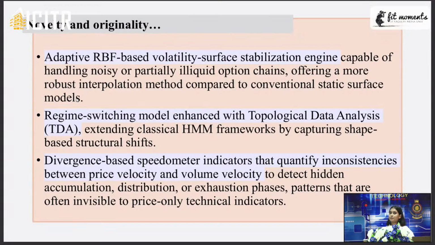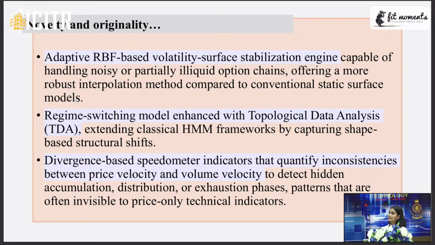So to end my presentation, I want you all to know what are the new and original things in our dashboard. One of them is that we give you a volatility surface with many kernels. So whatever your HFT situation is, we have an answer for you.